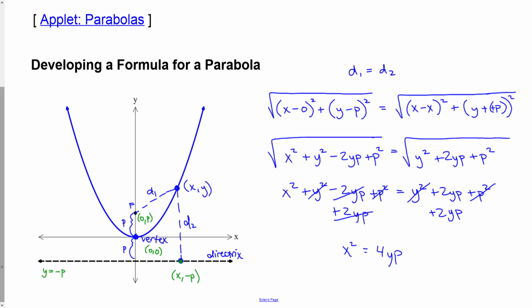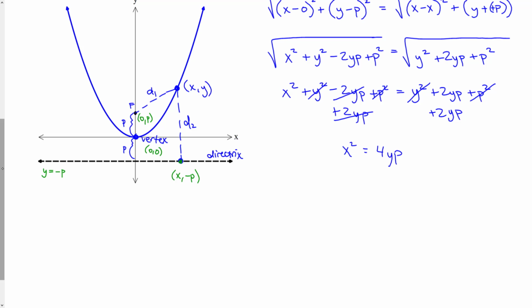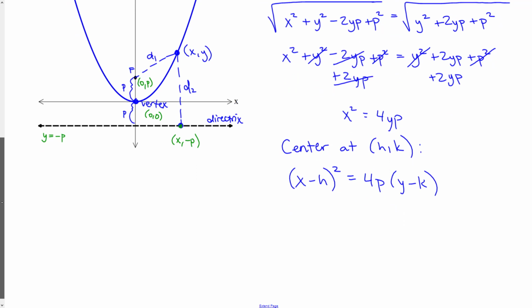Now, what I can do next, in order to locate this instead at (h, k) instead of at (0, 0), is put the center at (h, k). Then it works out that I can just use translations, and it's going to be (x minus h) quantity squared equals 4p times (y minus k). That is the general form of a parabola. And in particular, this is a parabola that's going to open up or down.